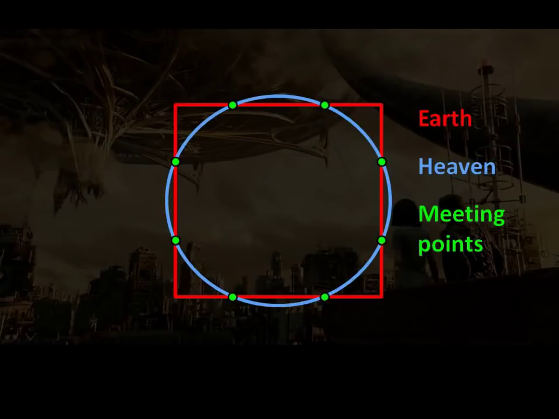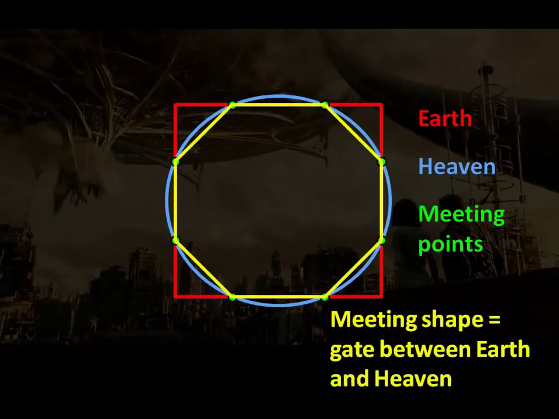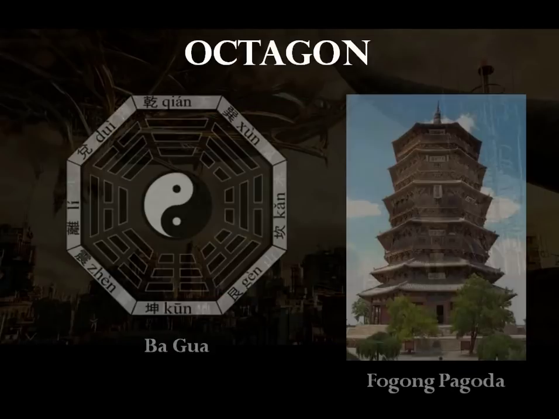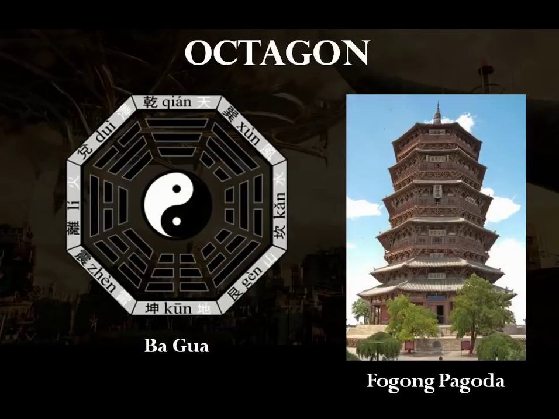When they match, they have 8 common points. These 8 points draw an octagon. The octagon is halfway between square and circle. Therefore, it will symbolize the gate, the passage, the transition between the two worlds. We find this everywhere because it is natural.